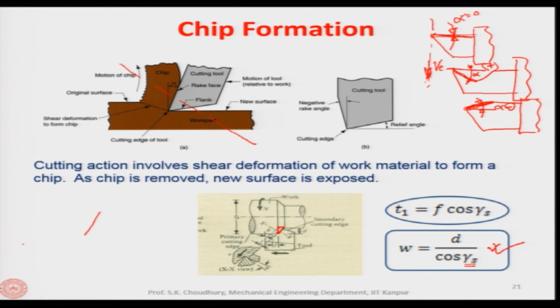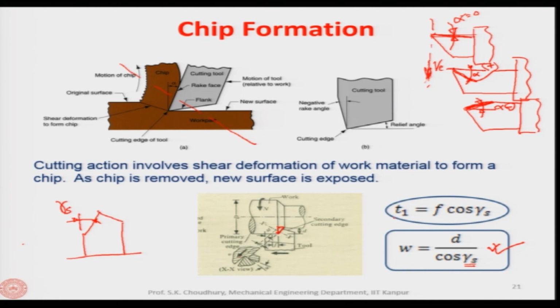Suppose the tool is like this. Okay. So, this is the side cutting edge angle. This is in a particular nomenclature, and we will discuss that. In different nomenclatures it is called in a different way. In the coordinate system particularly, going ahead I should tell you that this is called the side cutting edge angle. So, if you take d divided by cos of gamma s, this will give you the width.